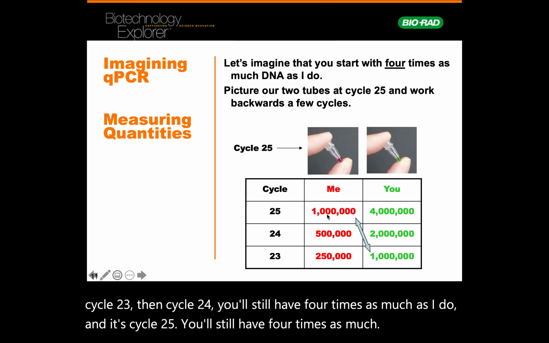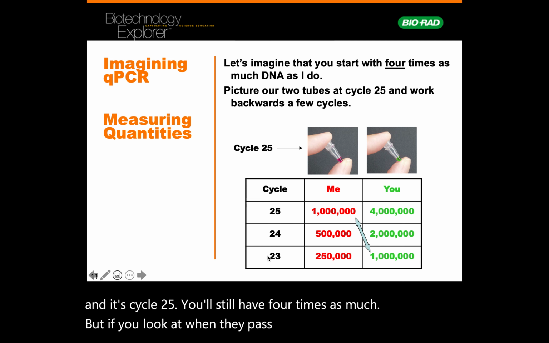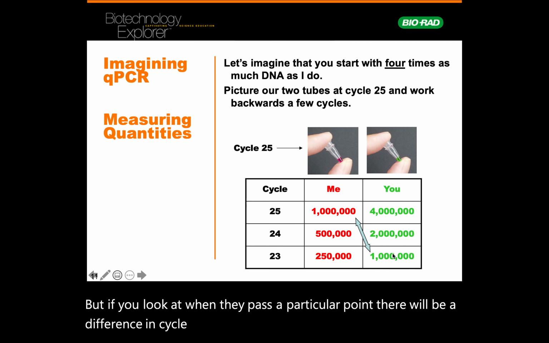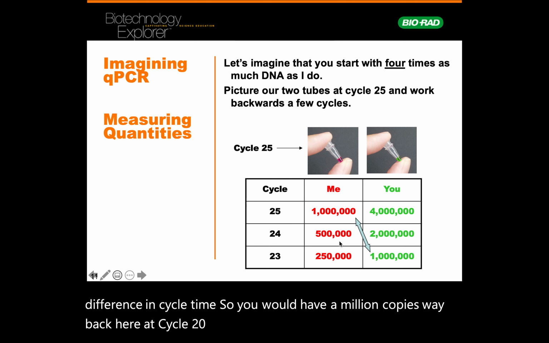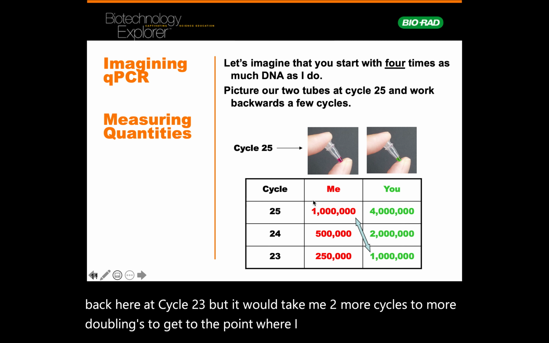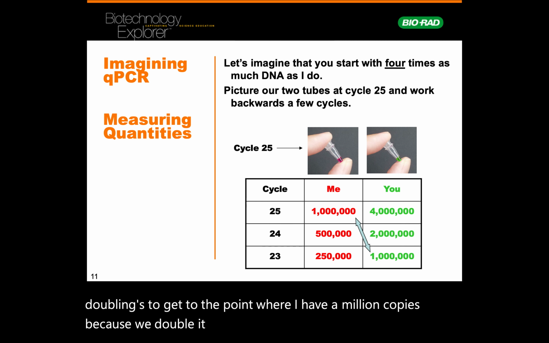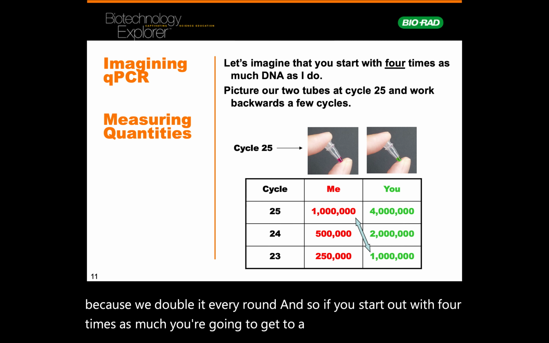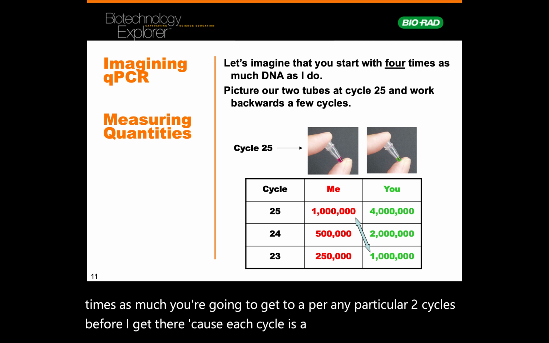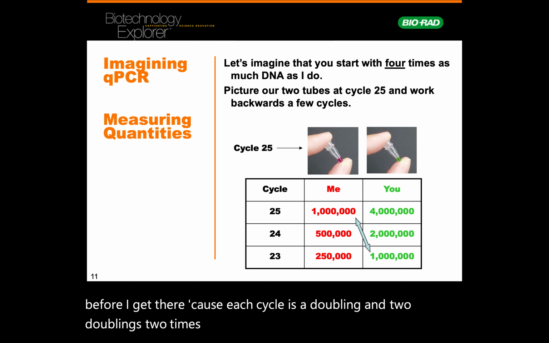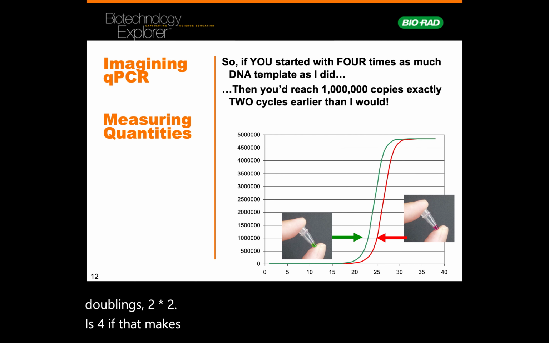But if you look at when they pass a particular point, there will be a difference in cycle time. So you would have 1,000,000 copies way back here at cycle 23, but it would take me 2 more cycles, 2 more doublings to get to the point where I have 1,000,000 copies, because we double it every round. And so if you start out with 4 times as much, you're going to get to any particular point 2 cycles before I get there, because each cycle is a doubling. And 2 doublings, 2 times 2 is 4. If that makes sense.